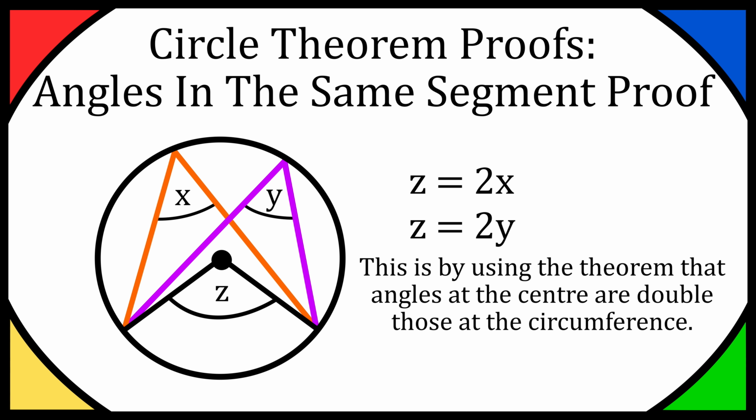And then I've just written this is by using the theorem that angles at the center are double those at the circumference. So now we've used this theorem, we can just put 2x is equal to 2y because z is equal to z obviously. Divide both sides by 2, so we've got x is equal to y. So that's pretty much it. We've proved that x is equal to y, they're the same angle size, and I think this is probably one of the easier circle theorem proofs, so quite straightforward this one.